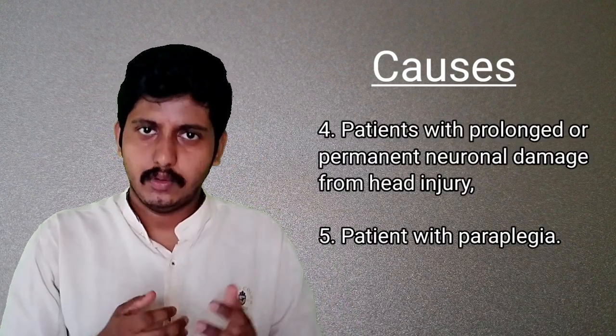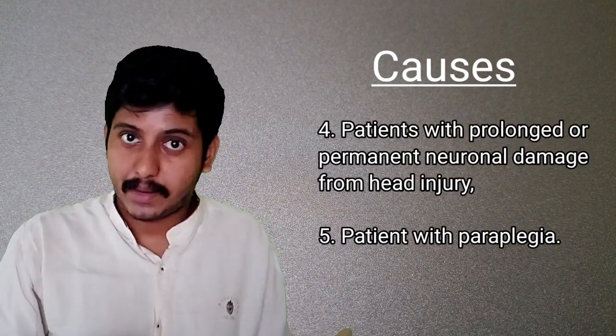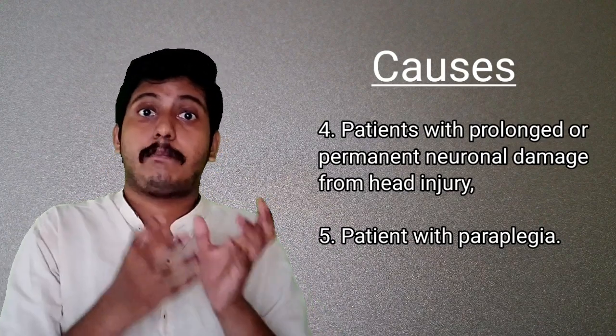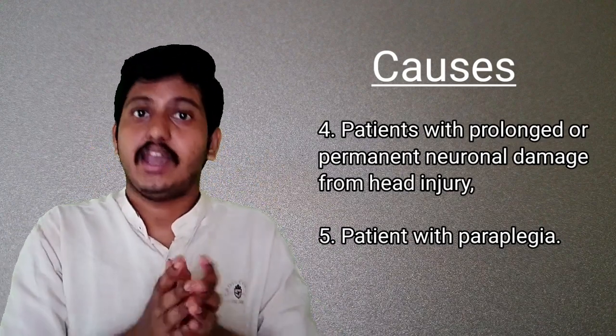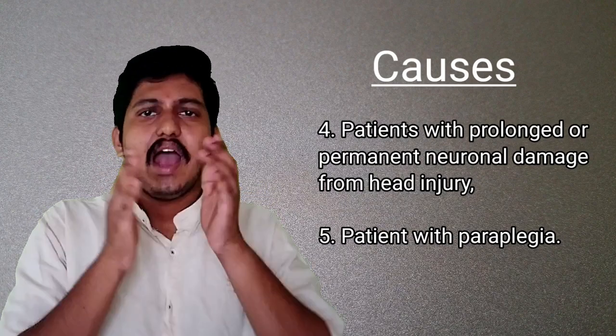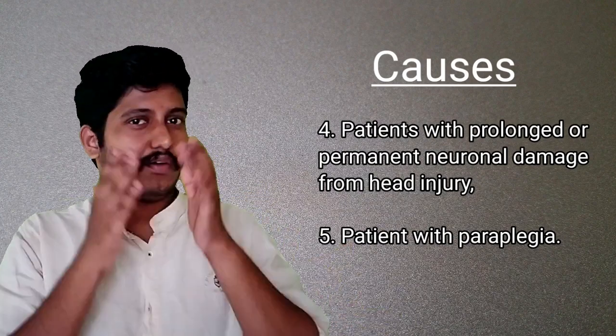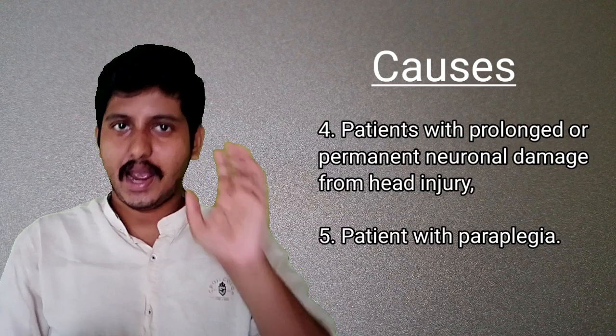And other causes of this myositis ossificans include that it is seen in patients with paraplegia or in patients with prolonged or permanent neuronal damage, usually after head injury and so on. And these are the other causes of our myositis ossificans. Mainly trauma and massage.